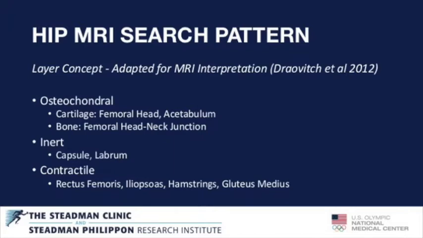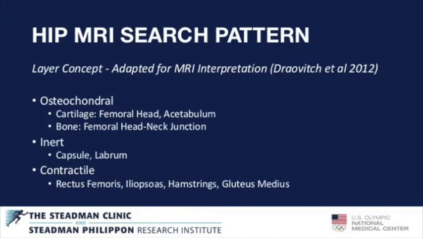Multiple search patterns may be employed for comprehensive evaluation of hip MRIs. An example search pattern is described here with three distinct layers, including the osteochondral, inert, and contractile layers. The osteochondral layer includes the cartilage of the femoral head and acetabulum. Also included within the osteochondral layer is the key bony anatomy of the hip, specifically the femoral head and acetabulum, as well as any associated pathology.